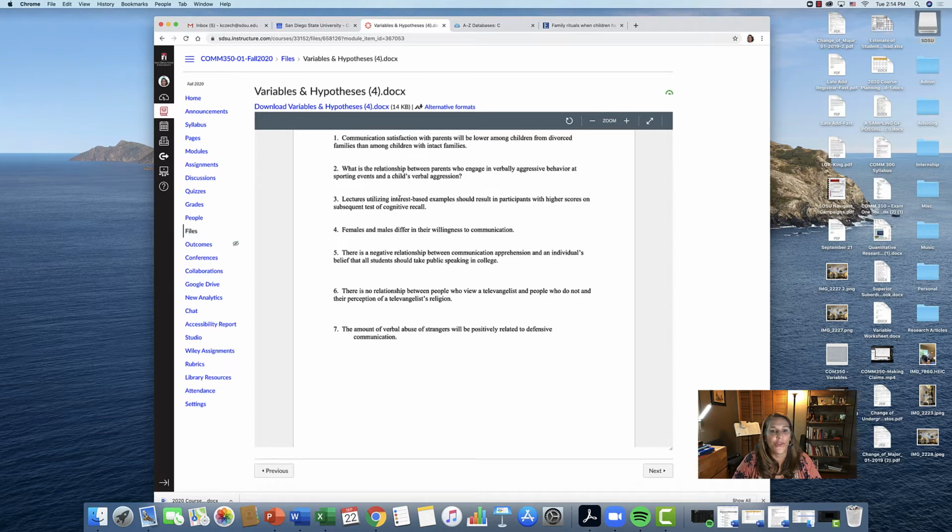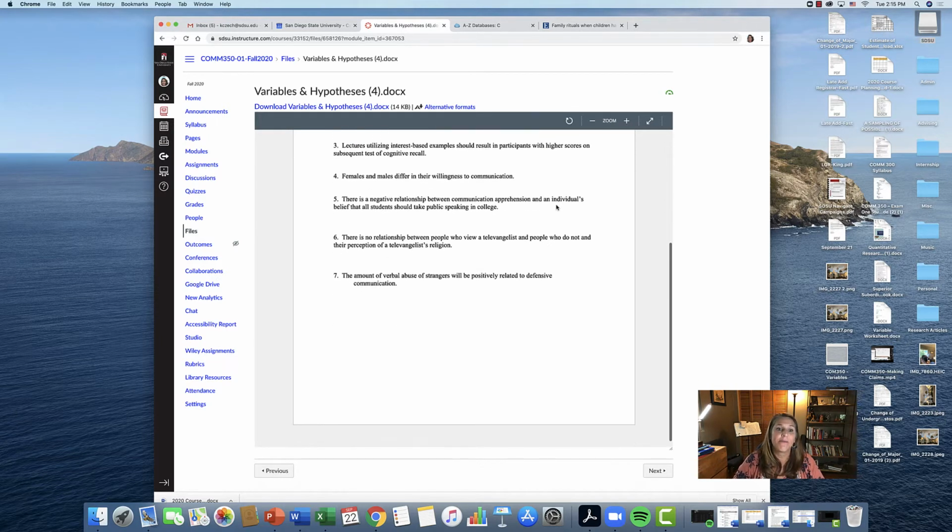Do we see a word that seems to indicate some type of direction? Again, higher scores. This is the key word here. They're saying higher, not lower, or we don't know. So very specific direction. So this is a one-tailed hypothesis.